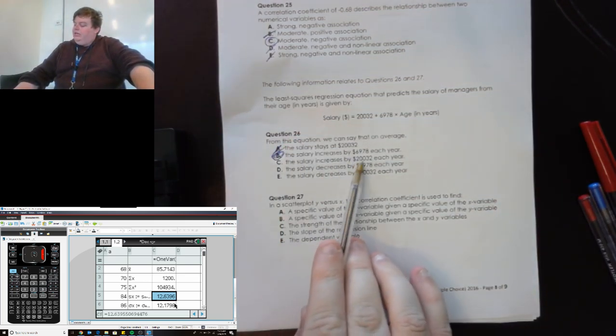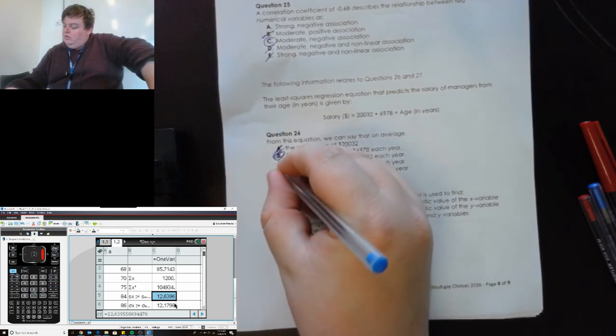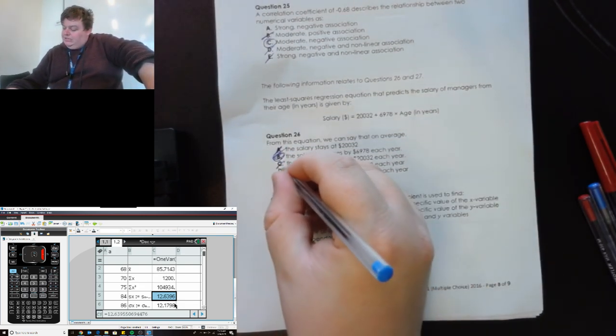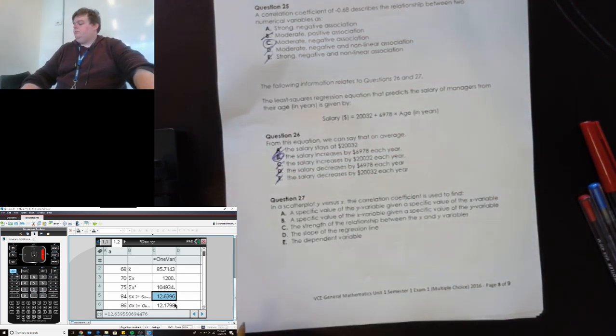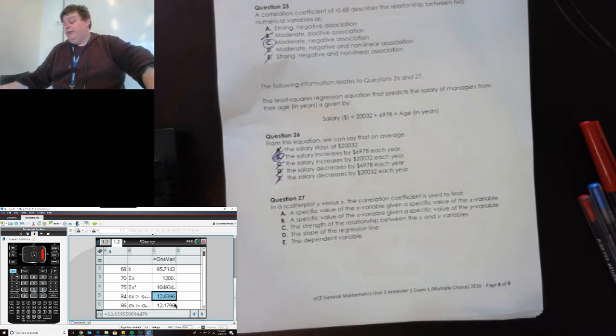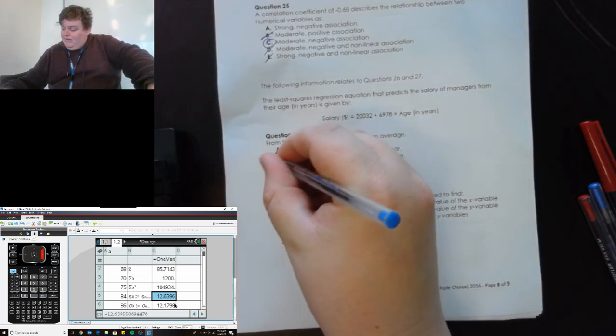The salary increases by 20,000 each year. Well, that's not true. Salary decreases. That's not true. Neither of those could possibly be true, because the salary decreasing means the more time you spend with the company, you lose money. That's a dumb way to do things. So it has to be B, right? It has to be B.